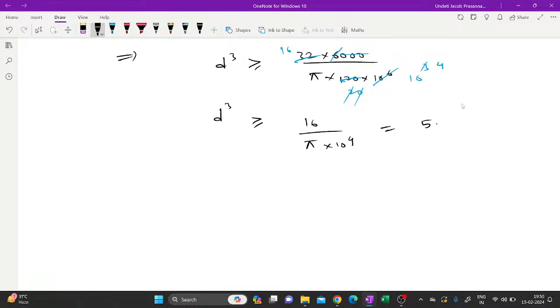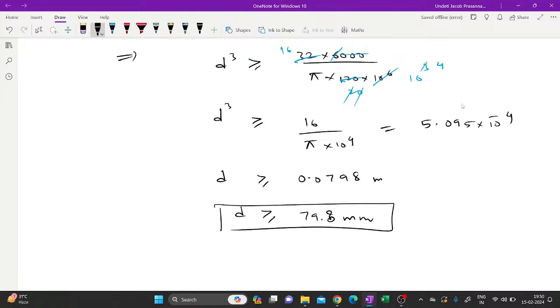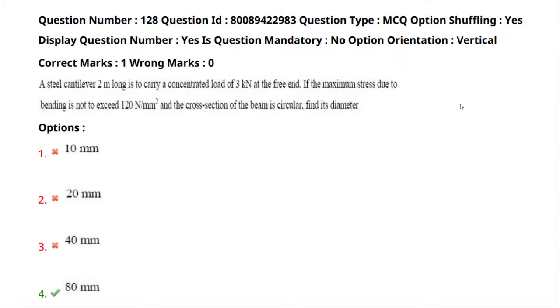So this is 5.095 into 10 power of minus 4. We need to get d, right? So d should be greater than or equal to, it is coming out to be 0.0798 meters. That means d should be greater than or equal to 79.8 millimeters. Right? 79.8 can be approximately taken as 80 millimeters. That's how we are getting the answer to be fourth option.